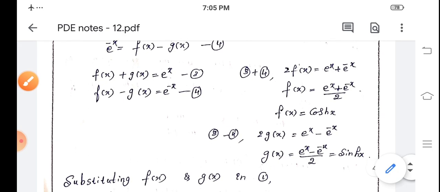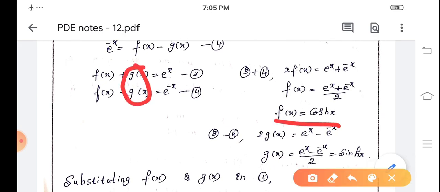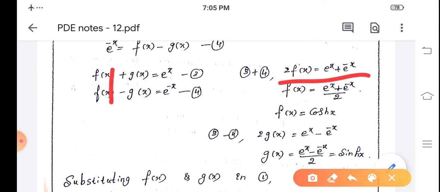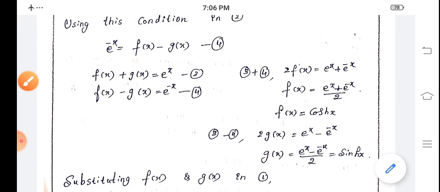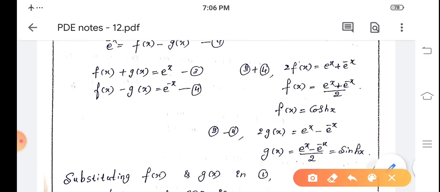Equation 3 plus 4: when we add the two equations, we can eliminate g(x) and find f(x). So equation 3 plus 4 gives f(x) plus f(x), 2 times f(x), equal to e^x plus e^(-x). That is f(x) equal to (e^x plus e^(-x)) divided by 2. This is the formula for cosh x. So we write f(x) equal to cosh x.